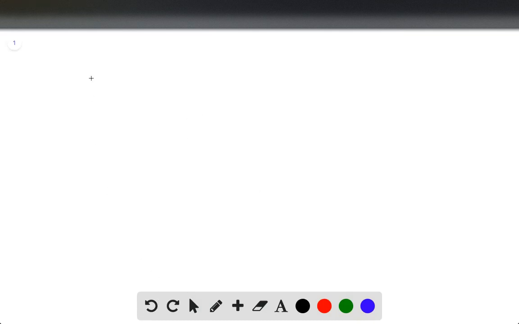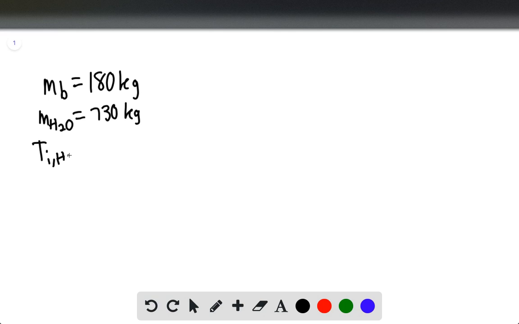So we have a mass of the boiler. This is going to be 180 kilograms. And again, this is an iron boiler. And we have the mass of the H2O, and this will be 730 kilograms. We have the initial temperature of the H2O, which is going to be 18 degrees Celsius.